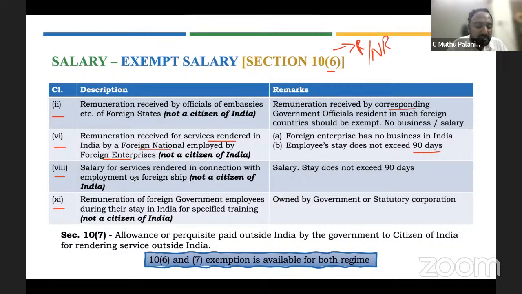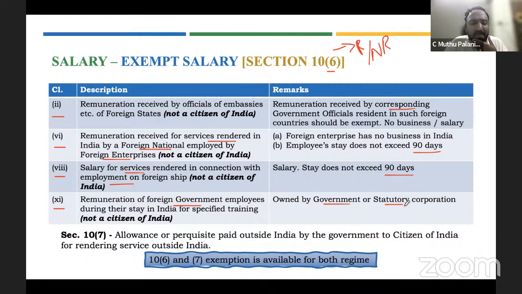The third one is salary for services rendered in connection with employment on a foreign ship, where the stay does not exceed 90 days. The last one: foreign government employees come to India and stay for specified training. During their stay, the foreign government is paying them salary. If the entity where they are taking training is a government organization or a statutory corporation, then this is also not taxable. So these four are not taxable.